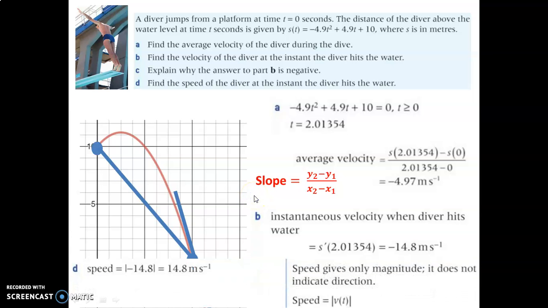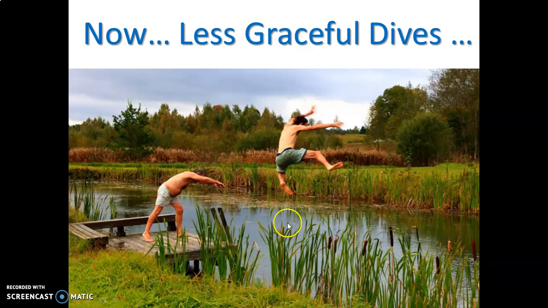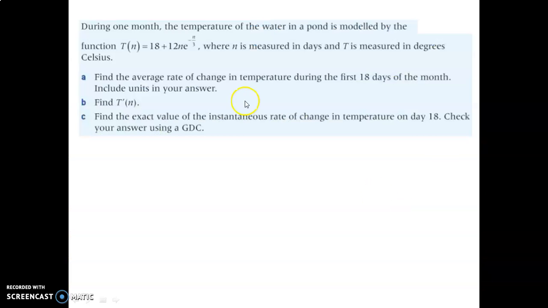Okay, now let's do some less graceful dives. This is me jumping into a pond. Fantastic. All right, try this one here.